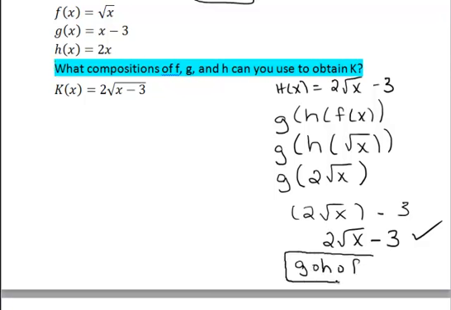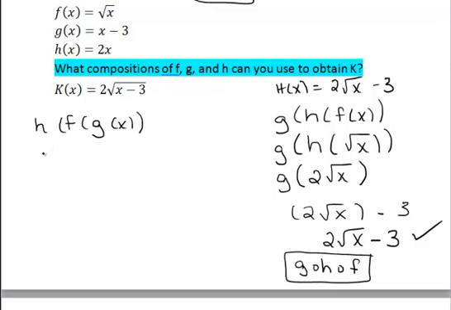Of course, it might take you a couple of tries to guess the right one, but as long as you're trying, that's what counts. At least for now. Alright, so how do we come up with 2 square root of x minus 3? It almost looks like we put this inside the square root, and then all of that inside this one, right? So g inside f inside h.